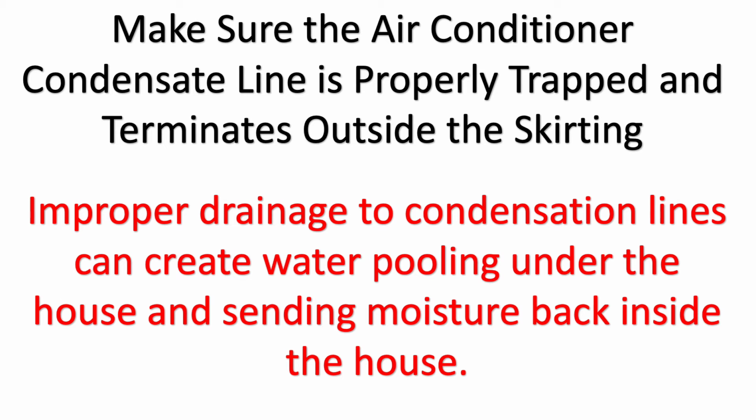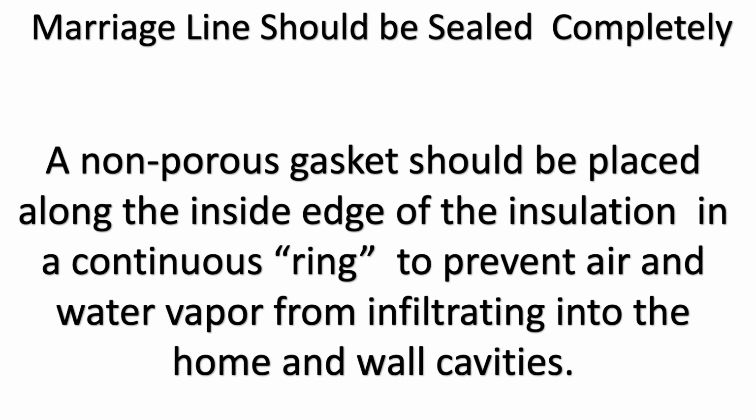Make sure the air conditioner condensate line is properly trapped and terminates outside of the skirting. Improper drainage of the condensation lines can create water pooling under the house and sending moisture back inside the house. The marriage line should be sealed completely. A non-porous gasket should be placed along the inside edge of the insulation in a continuous ring to prevent air and water vapor from infiltrating into the home and wall cavities.